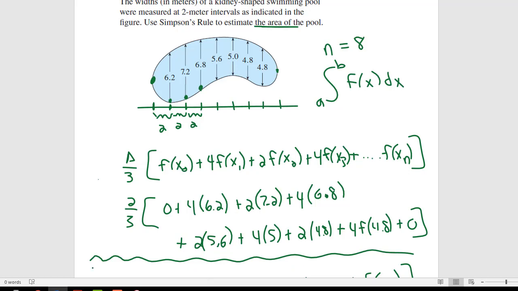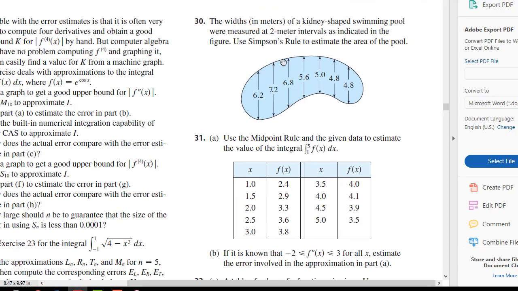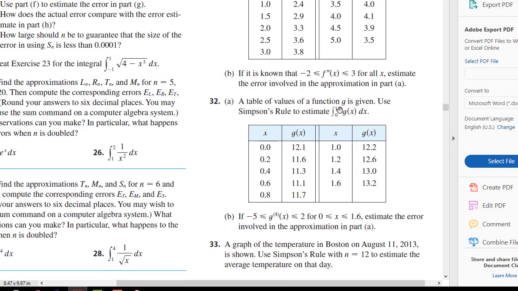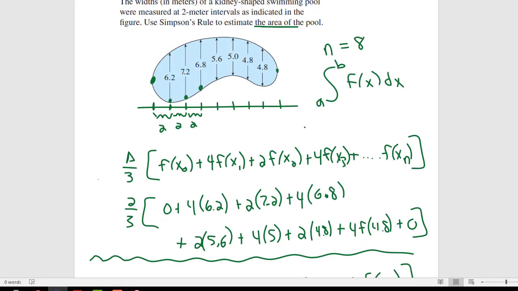If I just pull up Stewart's book real quick, you can see that swimming pool problem. Here's the next one where they just give me numerical data. They don't give me the function, it's just the numerical data. So the really interesting problems are going to be when I don't actually have the function and I'm using numerical data to estimate that integral.